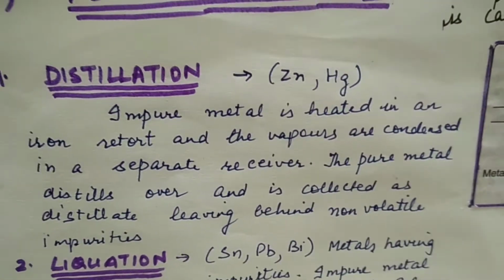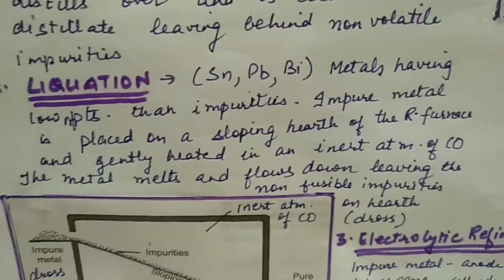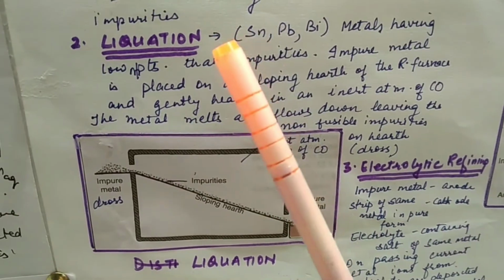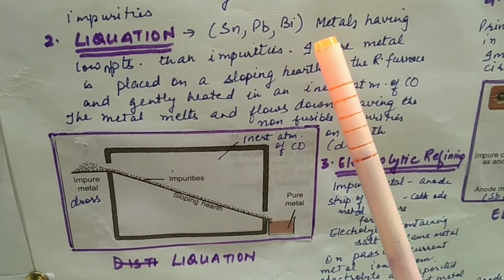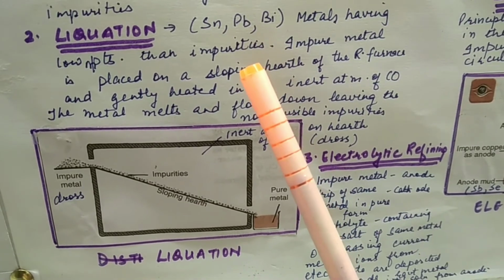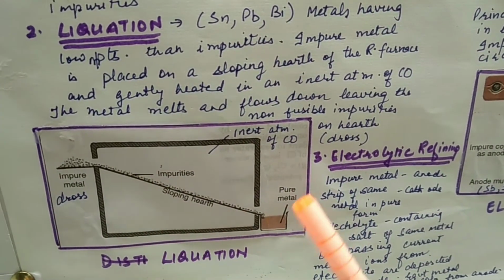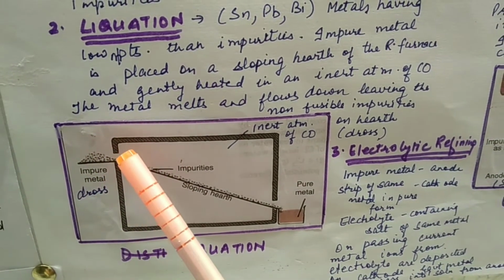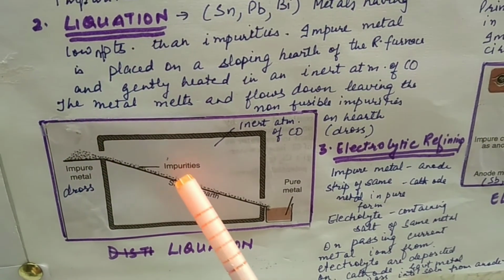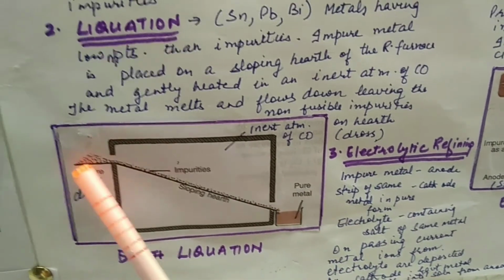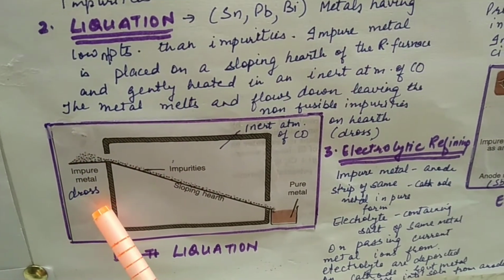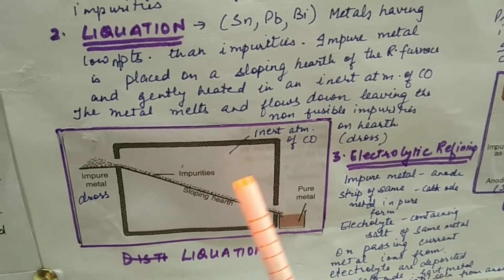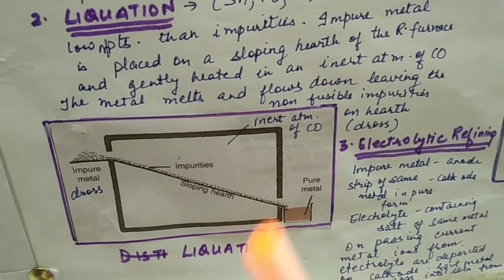Second method is liquation. In this, metals like tin, lead and bismuth are purified. They have lower melting points than the impurities. So in a reverberatory furnace, in a sloping hearth, the impure metal is put on a shelf, and when heated, only the metal melts and flows down, whereas the impurities are left behind. The impurities are called dross. This reaction is carried out in an inert atmosphere of carbon monoxide, and the heating is done gently.